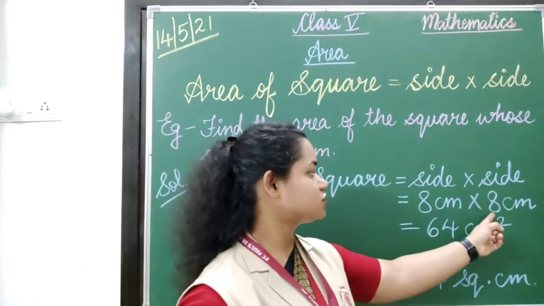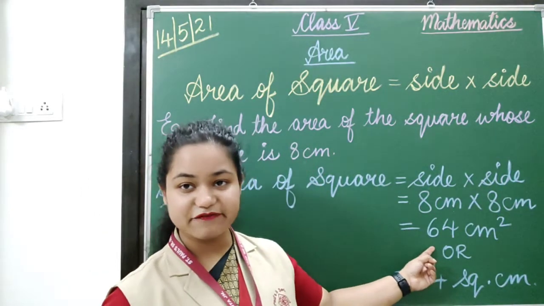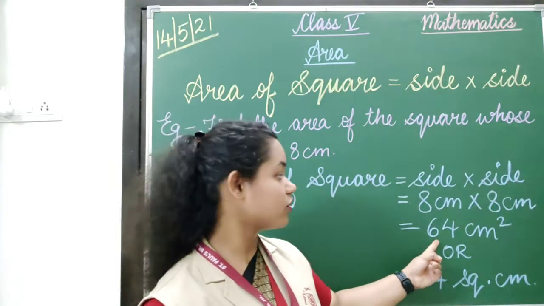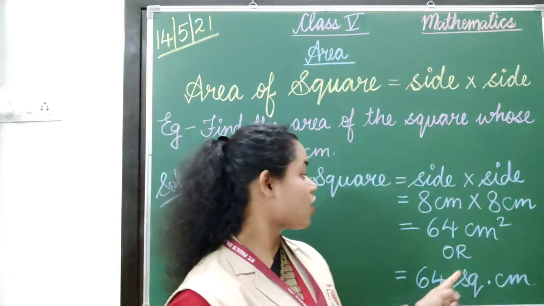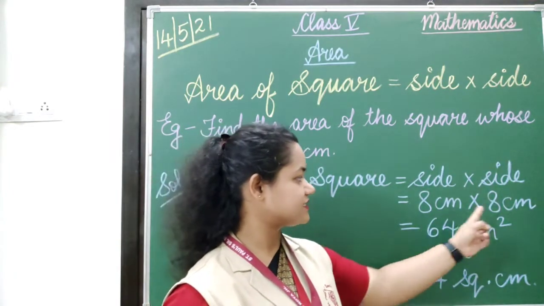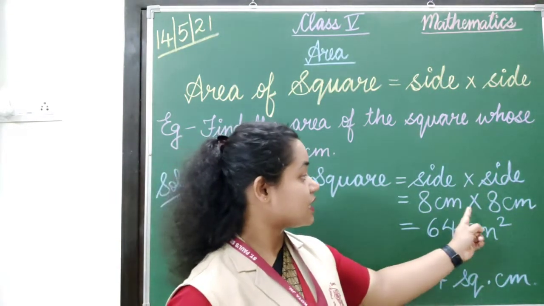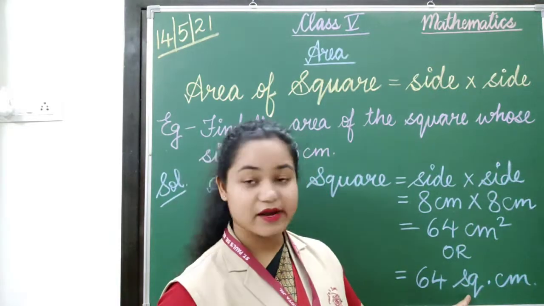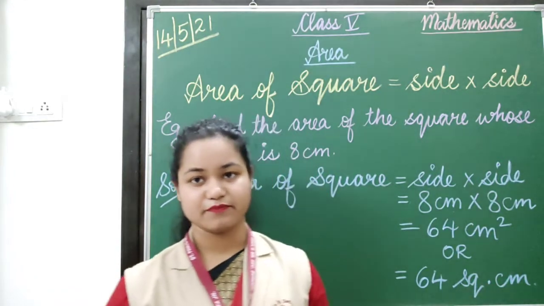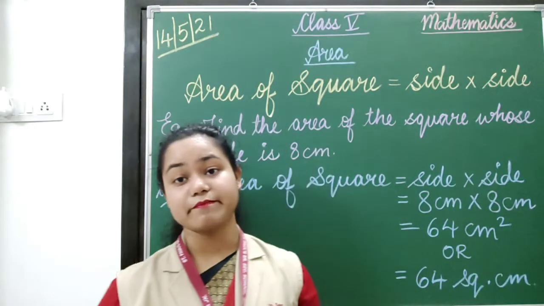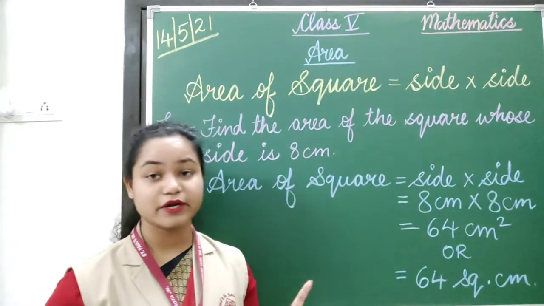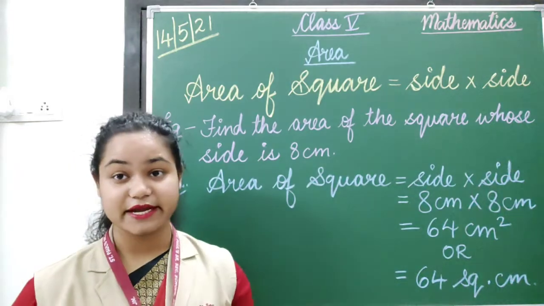And then 8 into 8 is 64. That means 8 8s are 64. And centimeter into centimeter is centimeter square. Or you can write 64, 8 into 8 is 64. Centimeter into centimeter, you can write square centimeter. Okay, this unit is very much compulsory. If you don't put the unit, marks will be deducted, my dear students.